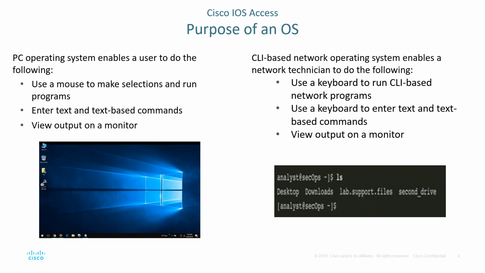Now, the purpose of an operating system. PC operating systems enable a user to do the following. We can use a mouse to make selections and run programs. We can enter text in text-based commands, and we can also view our output on a monitor. Within your CLI-based networking operating system, it enables a technician to do the following. I'm also going to use a keyboard to run my CLI-based network programs. I'm going to use a keyboard to enter text in text-based commands, again using the Linux example here. And I'm going to view output on a monitor, which is the default.